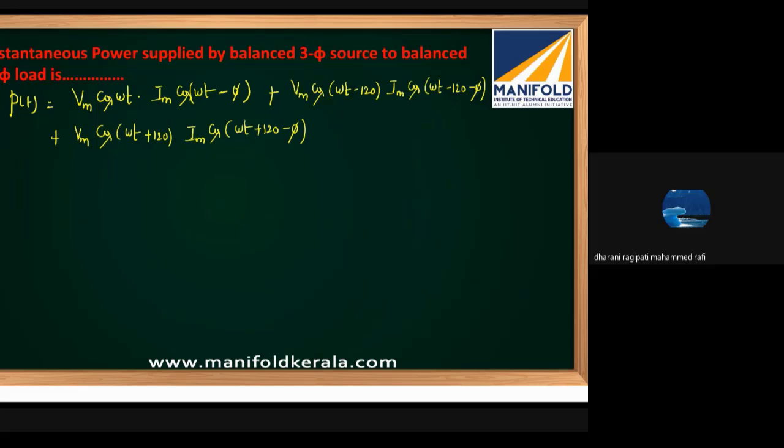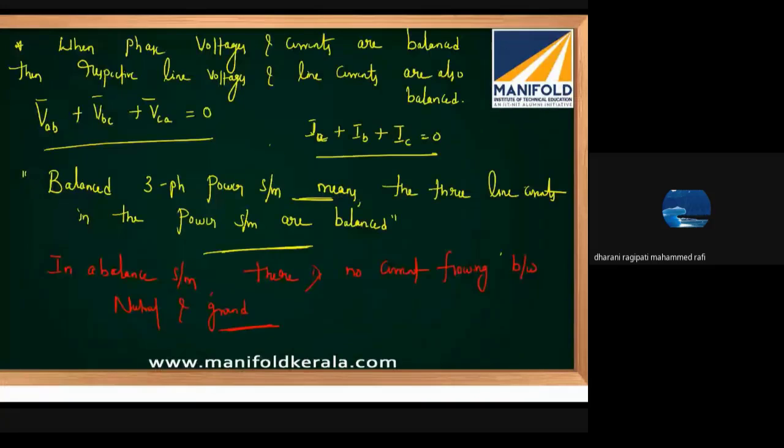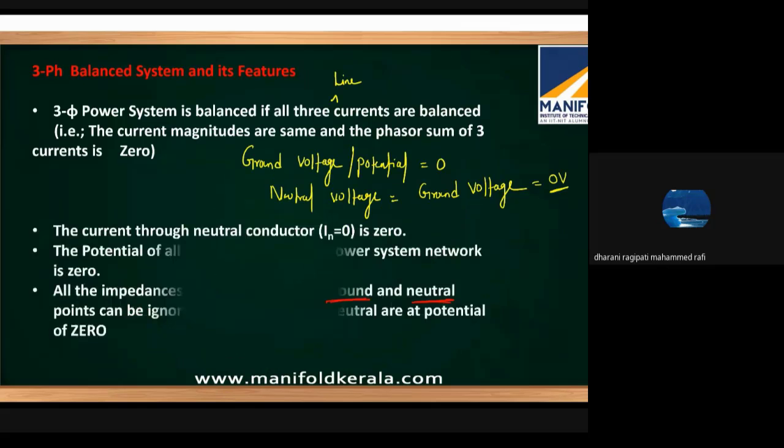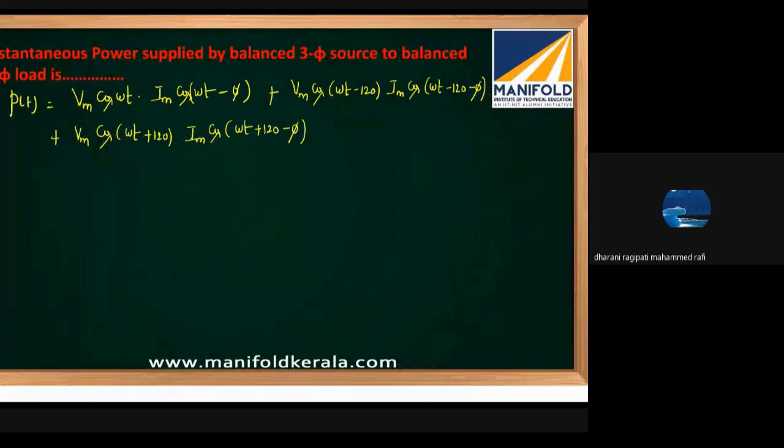I have not done anything. I have simply taken the respective voltages and respective currents VA, IA, VB, IB, VC, IC, and I'm just trying to multiply them. Now, if you take the product, I'm only concentrating on the first term.